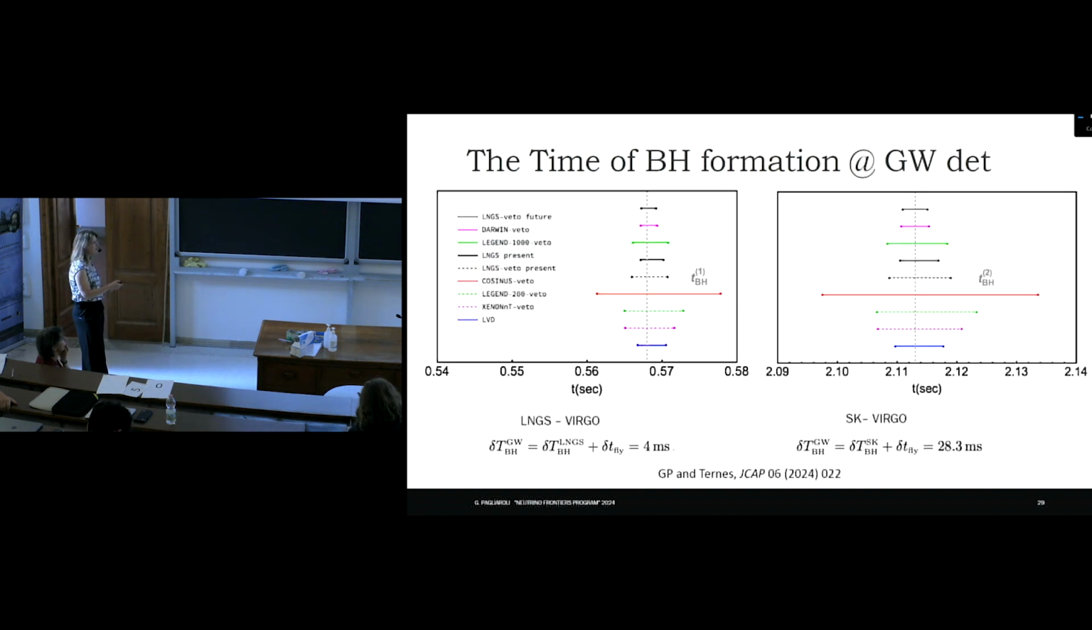And these are the final results. This is the uncertainty that, at present, with the present detectors, we can give to the Virgo detector. We can give the time of the black hole formation with an uncertainty of 4 milliseconds. That is pretty small. Just for comparison, this is Super-K. Super-K is bigger, so of course it can better identify the time of the black hole formation in the neutrino sector, but then there is the time of flight. And this will completely destroy the sensitivity of Super-K in this respect. So the final uncertainty will be 28 milliseconds.